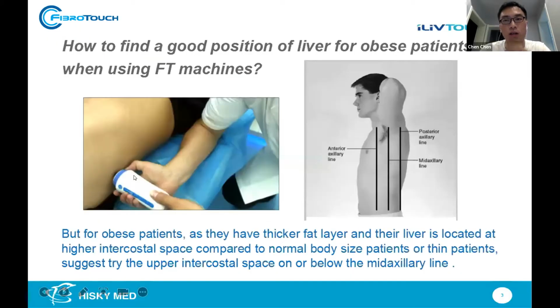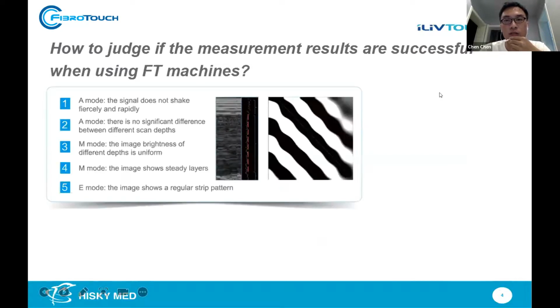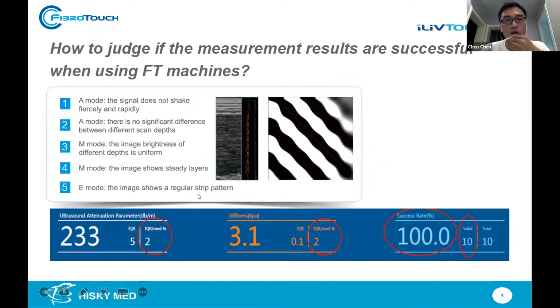And so how could we judge if the measurement results are successful when we use FT machines? We don't judge the results by whether we get high results or low results. We judge the results following our principles. As we know, the FT machine has features where the probe can distinguish the subcutaneous tissue from the liver tissue. That means we can measure normal body size patients. We can also measure obese patients.